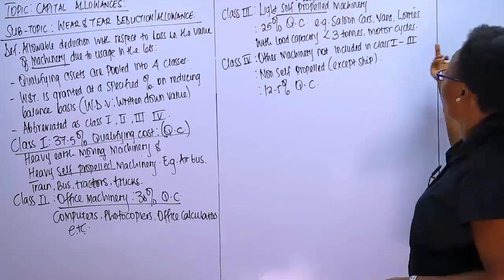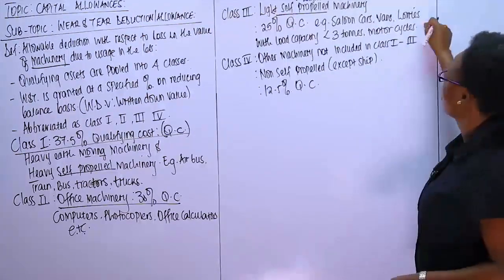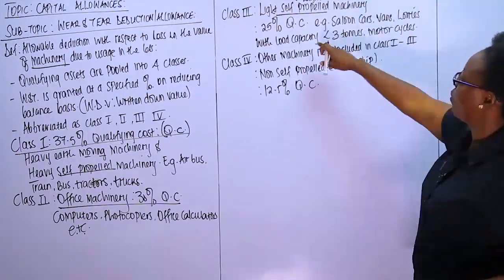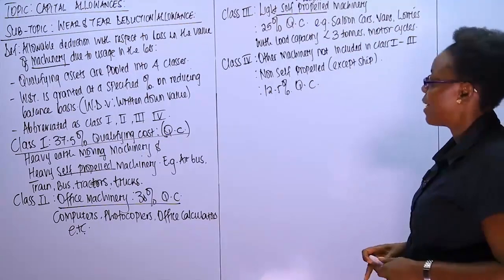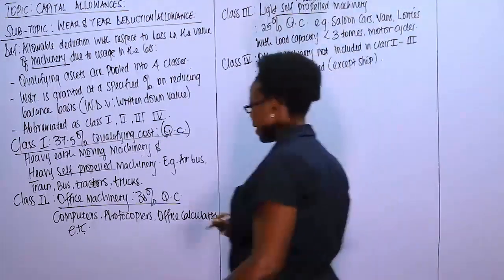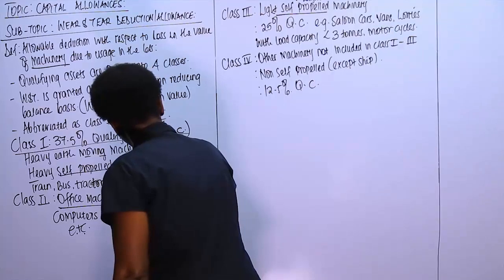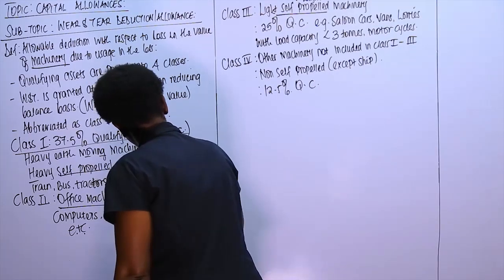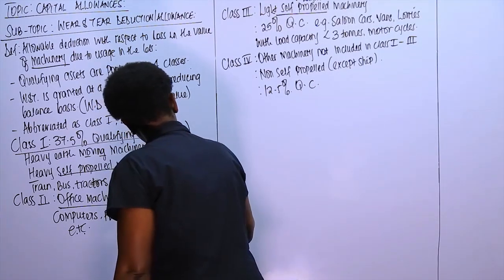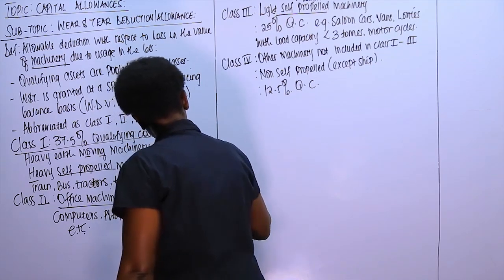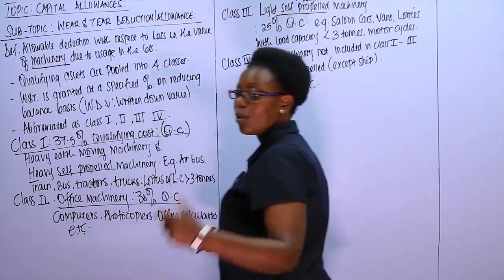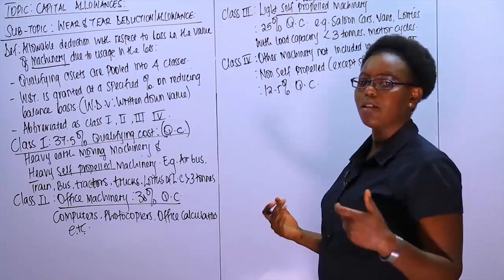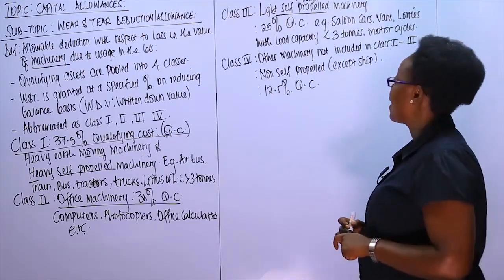Now, something worth noting is the lorry in class 3, a lorry of load capacity of less than 3 tons. When the load capacity is more than 3 tons, lorries of load capacity of more than 3 tons go to class 1. So you look at what is the load capacity. How much is it able to carry?